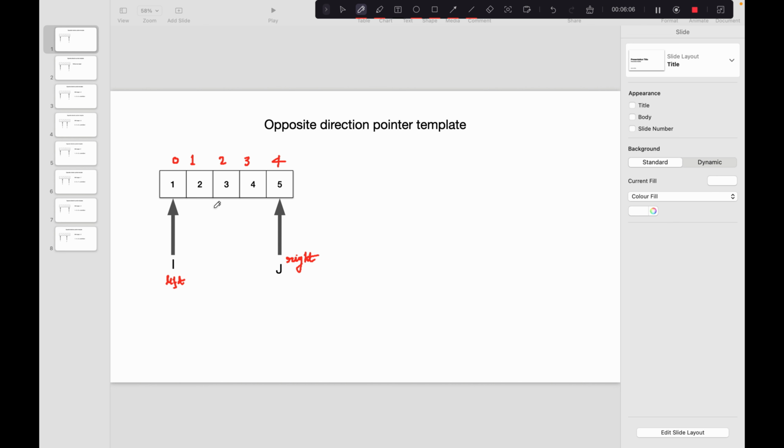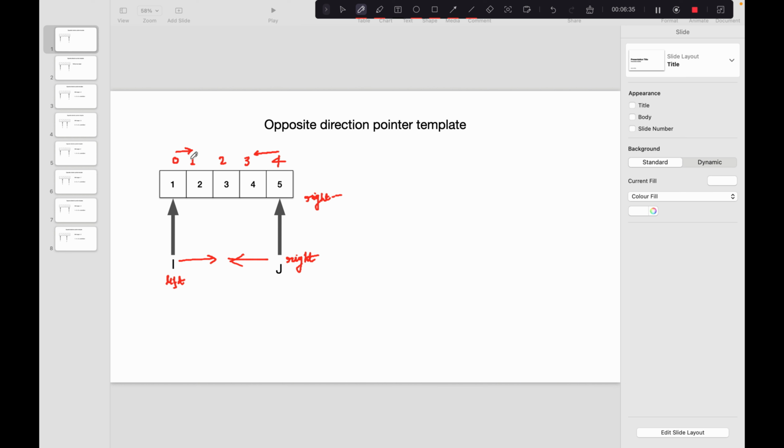Okay. So what will happen? They will move towards each other. The left will go in the forward direction and the right will come in the backward direction. So when it comes in the backward direction, it will move from 3 to 4. What will happen? It will be j minus minus, or right minus minus.